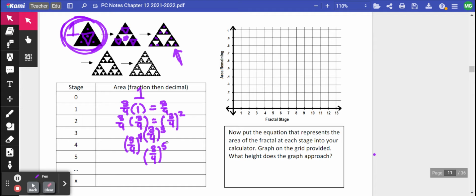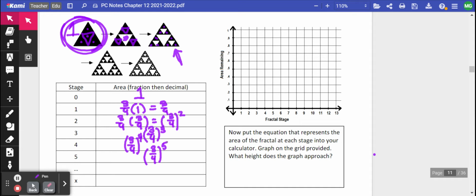Now, I want you to think about this. If we keep removing pieces of this triangle away, the area that remains is less and less and less. It's never actually going to be zero, though, because we're always going to be taking 3/4 of some amount, even if the triangles were barely there, little tiny crumbs. 3/4 of something is still something.